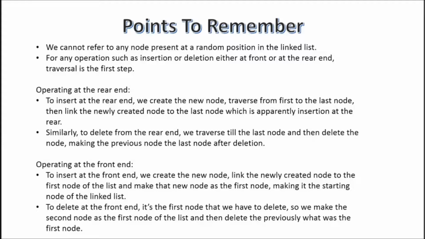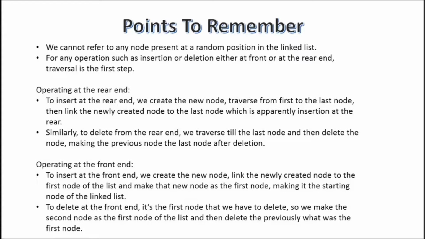The next point is, for any operation such as insertion or deletion either at the front or the rear end, traversal is the first step. So whatever you implement, a queue, a stack, or whatever, there are operations where we insert and delete from the rear and the front end, right? You do that by either moving from the first to the last node and operating there, or just being at the first and operating there.